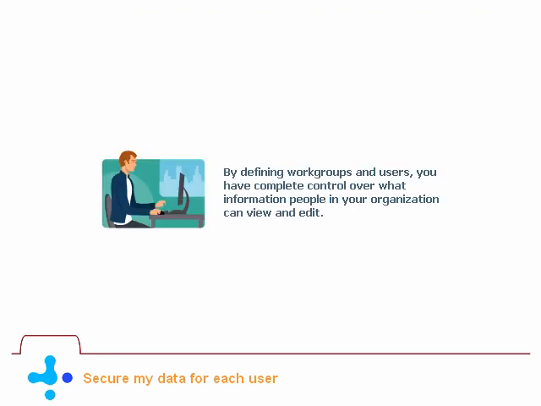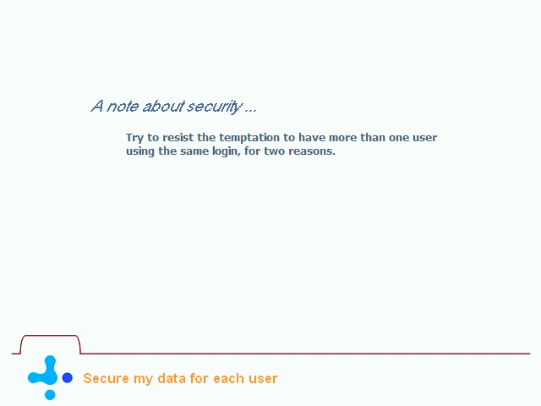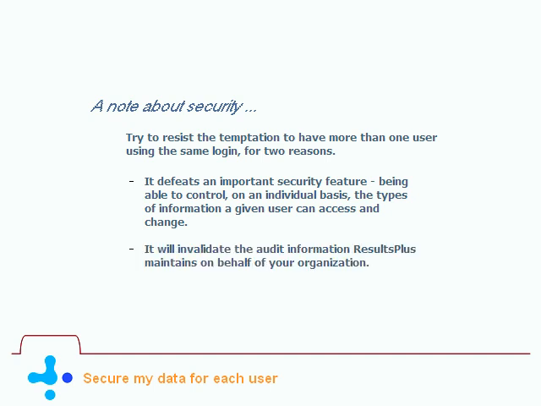By defining workgroups and users, you have complete control over what information people in your organization can view and edit. A final note about security. Try to resist the temptation to have more than one user using the same login for two reasons. First, it defeats an important security feature, being able to control, on an individual basis, the types of information a given user can access and change. Also, doing this will invalidate the audit information ResultsPlus maintains on behalf of your organization.